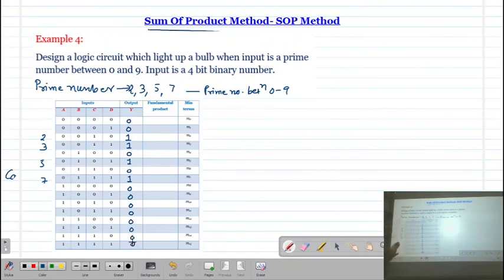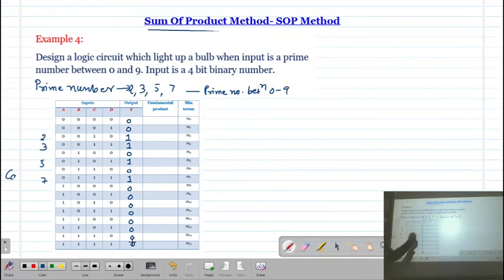Now remember, in this truth table, the number 11 is also a prime number, 13 is also a prime number, but we want the output only between 0 to 9. And therefore, for the numbers 11 and 13, we are putting 0. Correct? So, this is the problem. According to the problem, we have prepared a truth table.